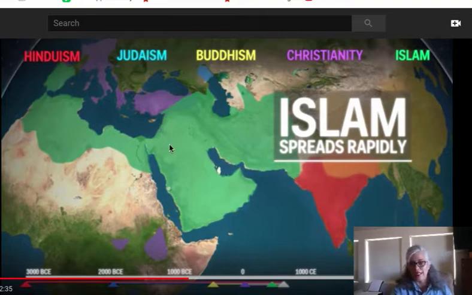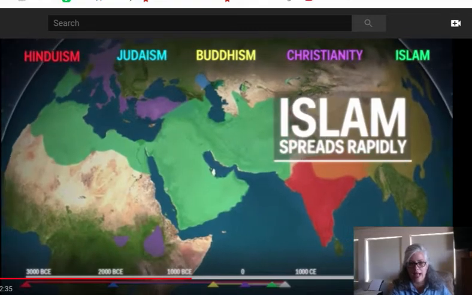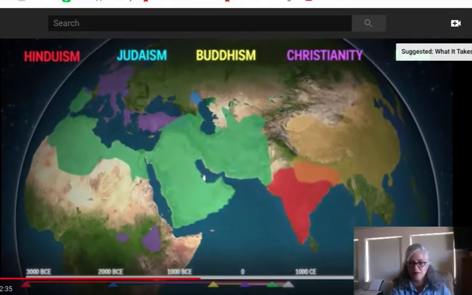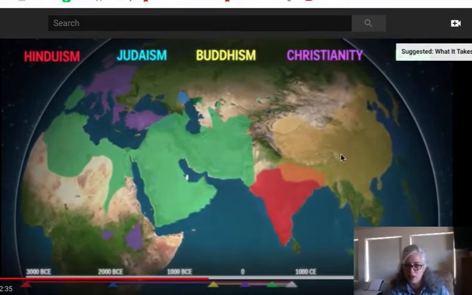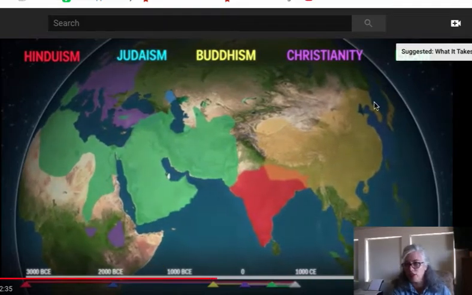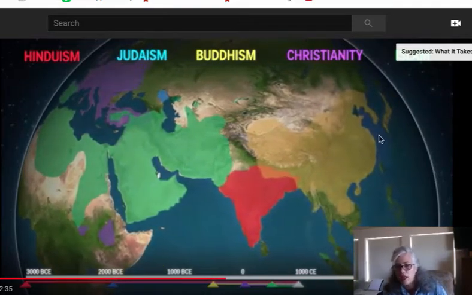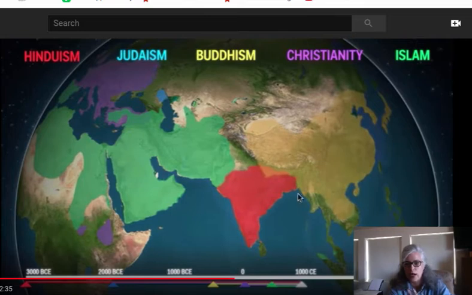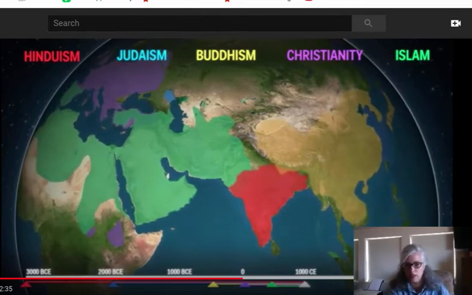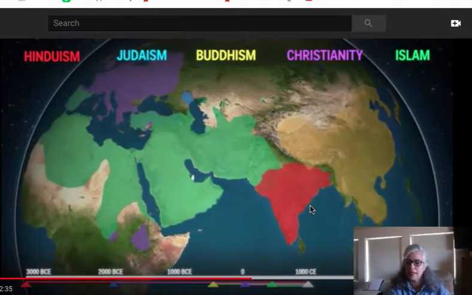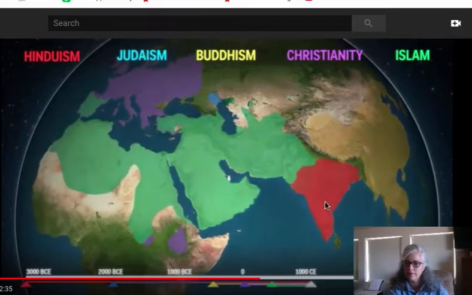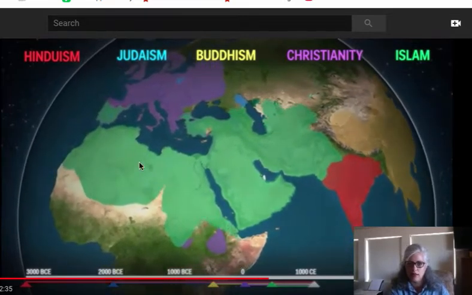So we see this spread of Islam very, very rapid. Let's look to see what happens next. You see how Buddhism has spread all over China when we weren't even looking. All over China, you see Japan over here, and so Buddhism is spreading all over Indonesia. Hinduism has kind of stuck in place.